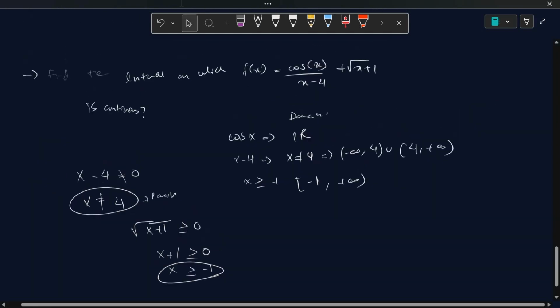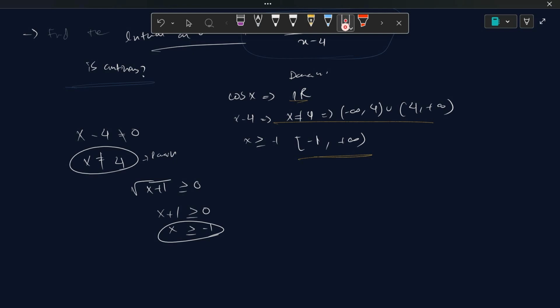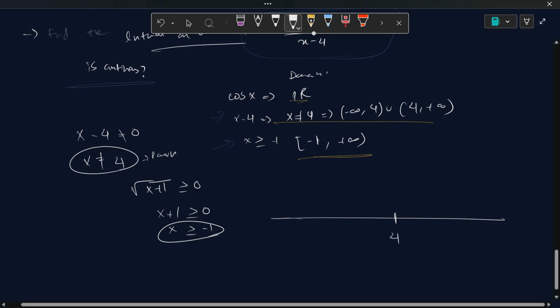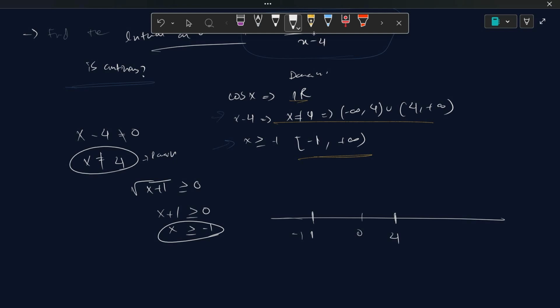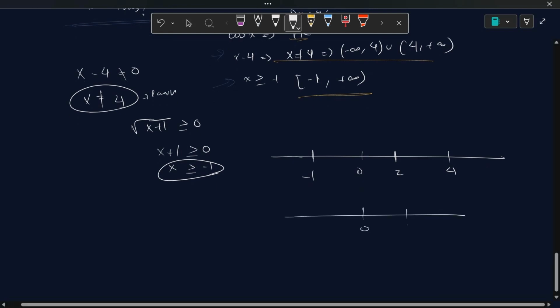Because the final answer asks for the interval on which this whole function is continuous, we have to find the intersection of all these domains that we have written. The cosine one is all real numbers, so that's everywhere and doesn't really matter. So we have these two, and we have to find the intersection of those. Let's make the grid over here. Let's say we have our -1 over here, this is 0, and this is 2, and this is 4. And we have another one for x not equal to 4.